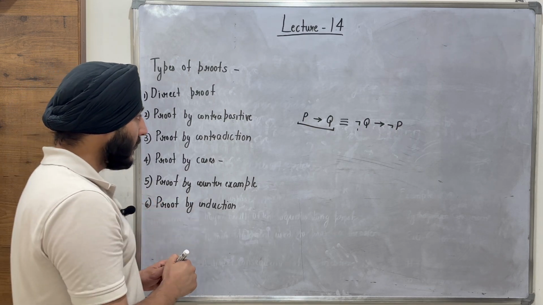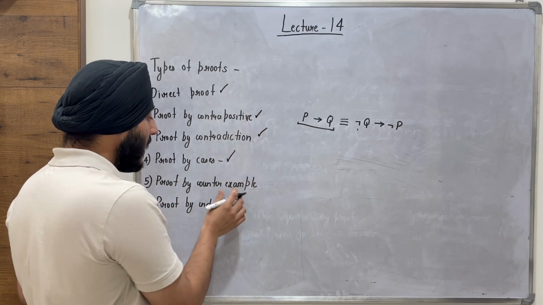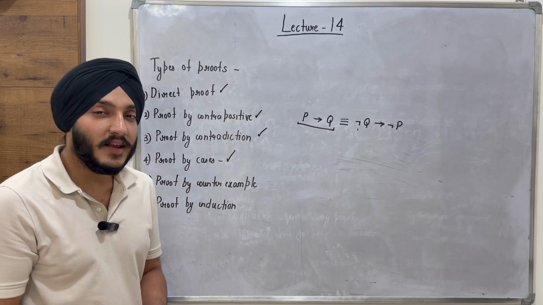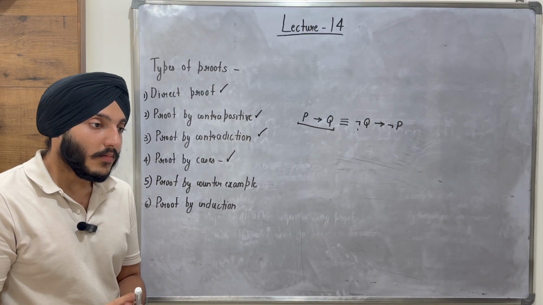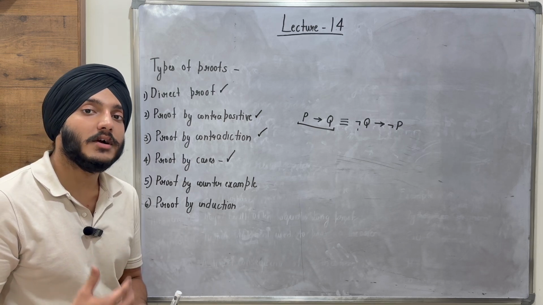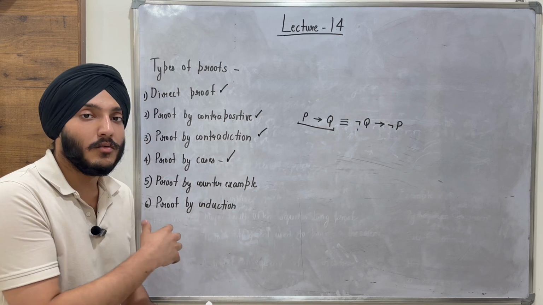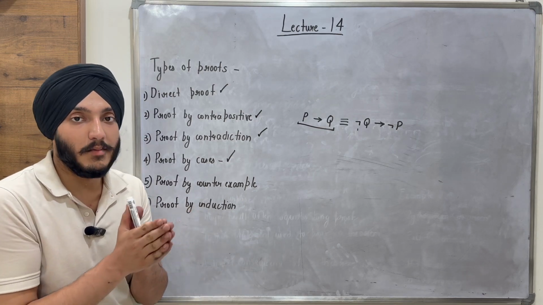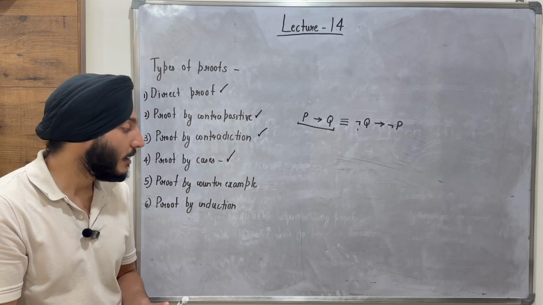Okay, next one is proof by a counterexample. This is again very simple to understand. The basic idea is that in order to disprove something, I give a counterexample to it. I'll cover this in detail, but you need to understand that let's say there's some statement. I give a counterexample to it, proving that it is wrong.